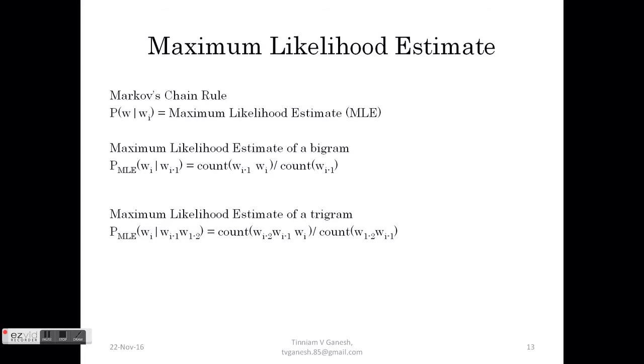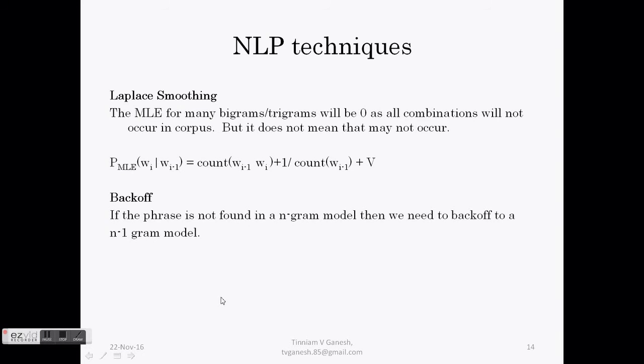Similarly, the maximum likelihood estimate of a trigram is the probability of the word wi, assuming that you already have the words wi minus 2 and wi minus 1 before it, which is equal to the count of the combination of these three words, wi minus 2 followed by wi minus 1 followed by wi, divided by the count of wi minus 2 followed by wi minus 1. So there are different techniques for doing this NLP based on the maximum likelihood estimate.